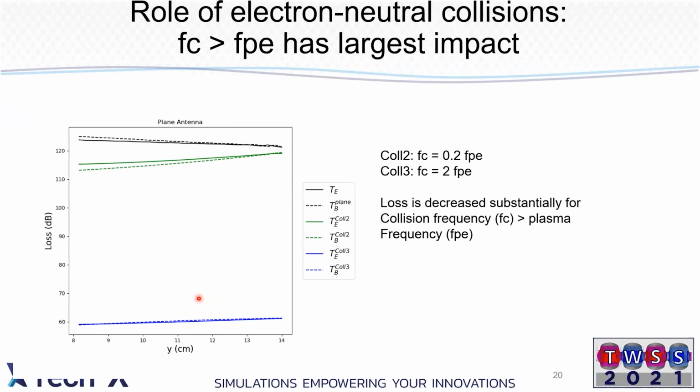Okay, and then now this is what role collisions play. So the black curve is the plane wave. I'm sorry, all three curves are the plane waves, and then I looked at different levels of collisions. So if the collision frequency is 2 times the plasma frequency, then this is the gain in transmittance. But if it's only 0.2, you still see a gain, but of course less of 1.